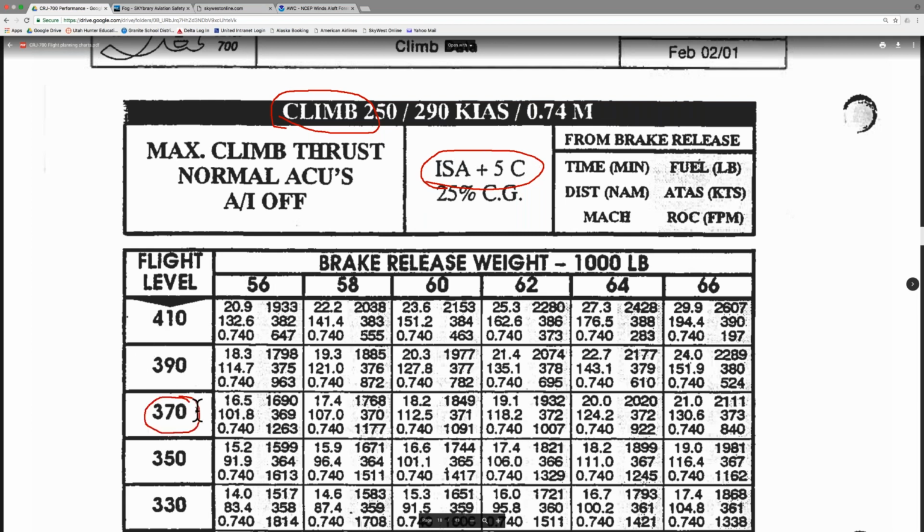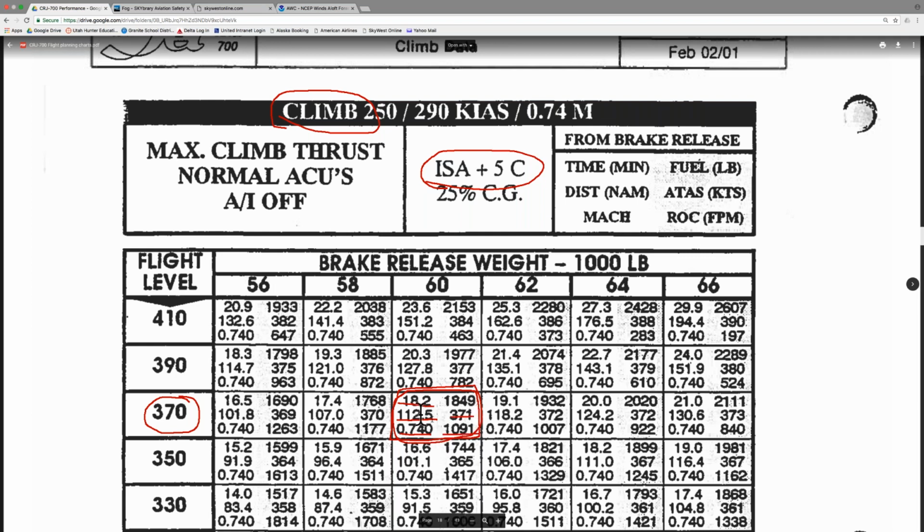So with this chart at ISA plus 5, basically what would happen is if we were at 37,000 feet and we weighed 60,000 pounds, these are our performance numbers. This first number is our time in minutes. This is the distance that we'll cover. This is our speed, our Mach speed. This is our rate of climb.